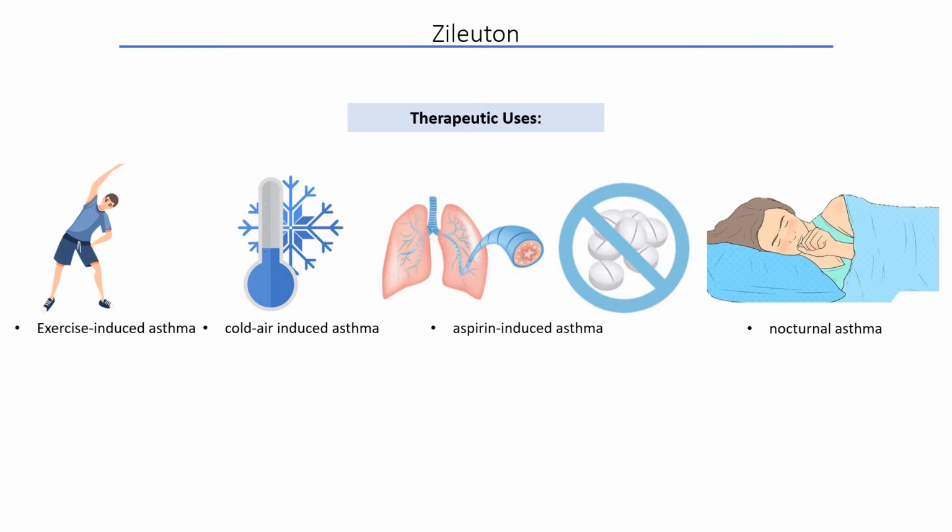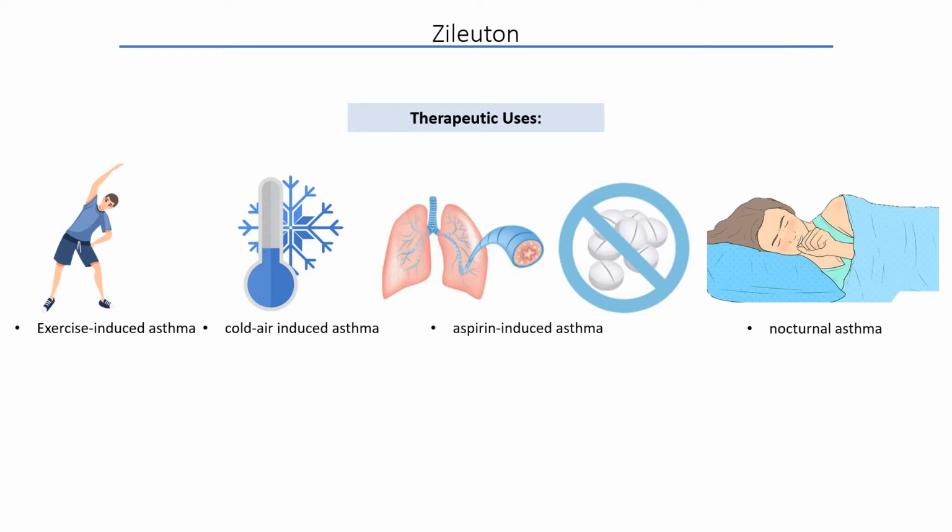Zileuton is effective in preventing exercise-induced asthma, cold air-induced asthma, and aspirin-induced asthma. It is also used to reduce nocturnal symptoms and bronchial obstruction in nocturnal asthma. In these cases, zileuton is usually administered orally 4 times a day.